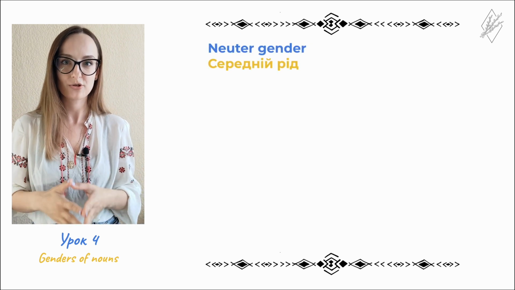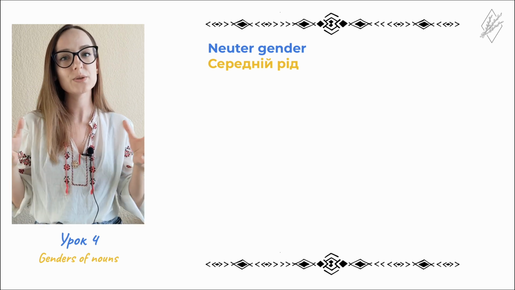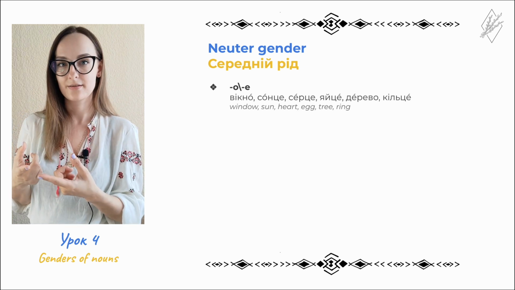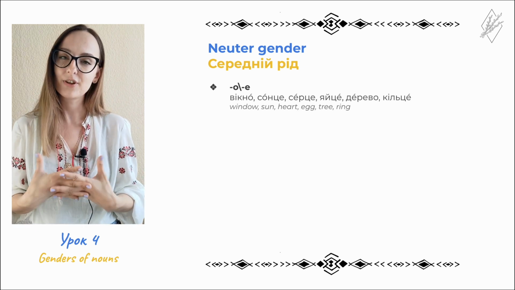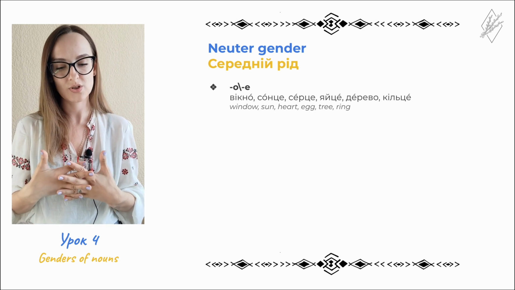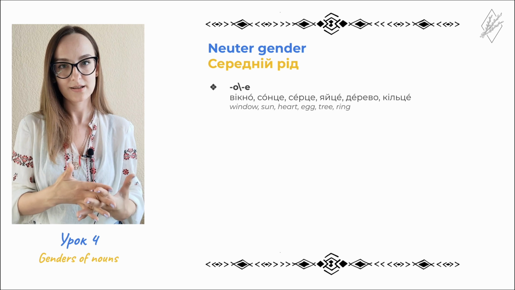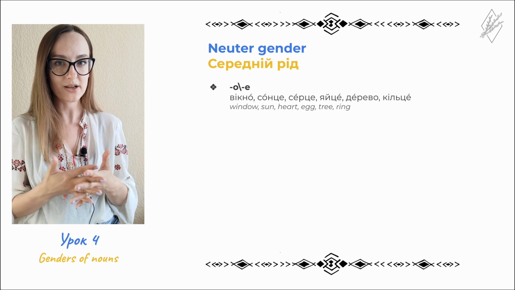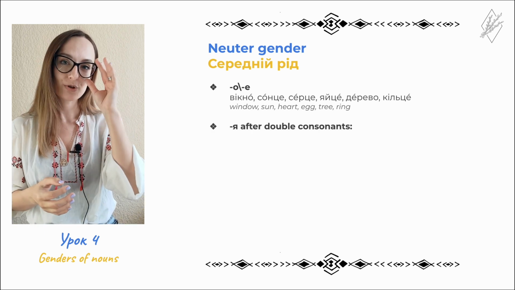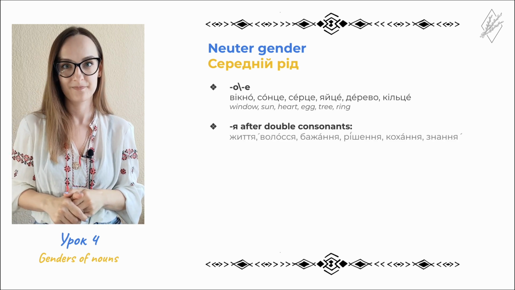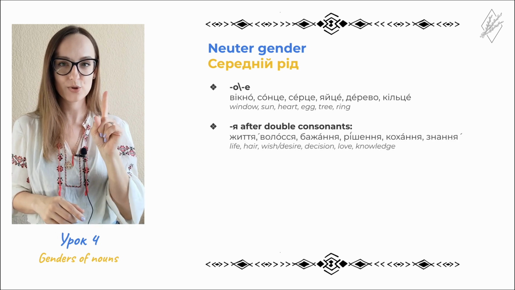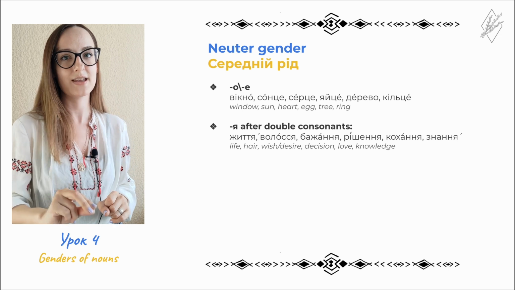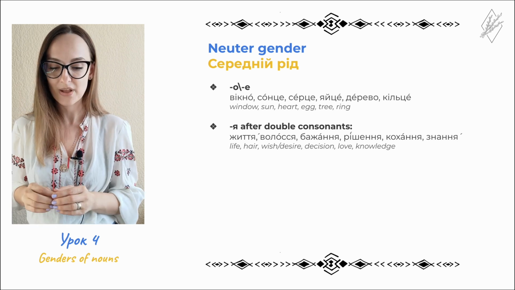We just have to remember it. And now the neuter gender, середній рід. The most typical endings for the neuter gender are o and e. For example, вікно, сонце, серце, яйце, дерево, кільце. These are neuter words. Also, neuter words sometimes can have ending ya in two situations. First situation, when you have a doubled consonant before this ending ya. Take a look at the examples.